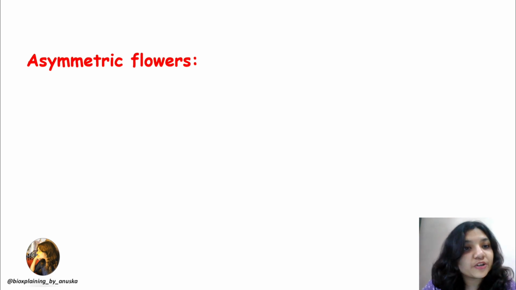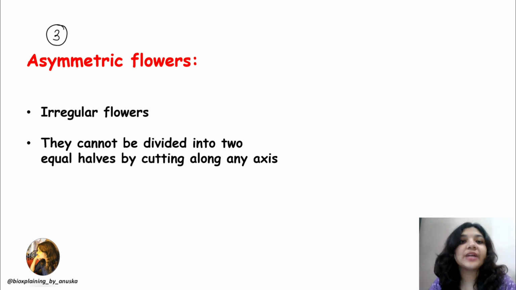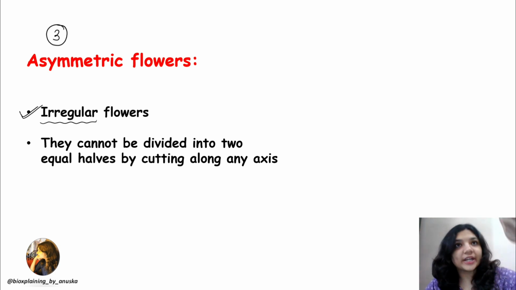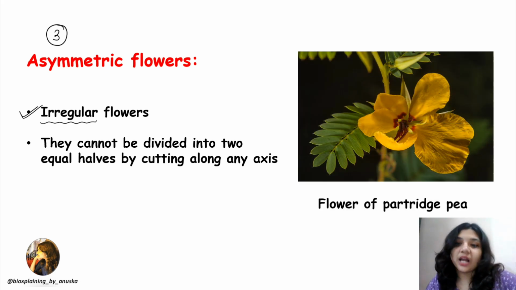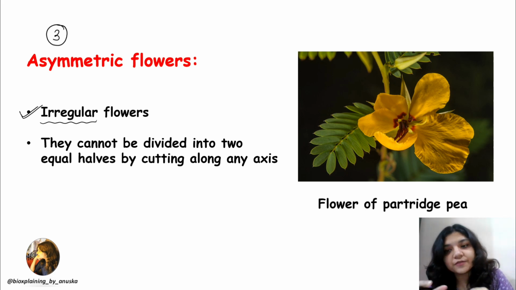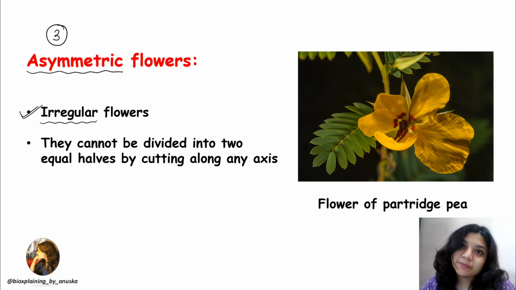The third category that we have is asymmetric flowers. So asymmetric flowers are flowers which do not have any symmetry at all. That means these are what kind? They are irregular flowers. Meaning whatever plane you consider, you will not be able to divide the flower into two equal halves. So this image is of the flower of a partridge pea. If you look into the image, you'll understand that whatever plane you consider, from wherever you want to consider, you will never be able to cut the flower into two equal halves. So that is why we call these flowers asymmetric flowers.